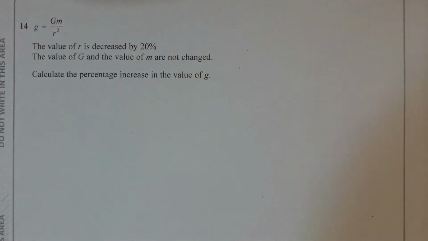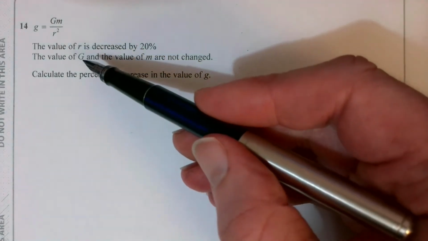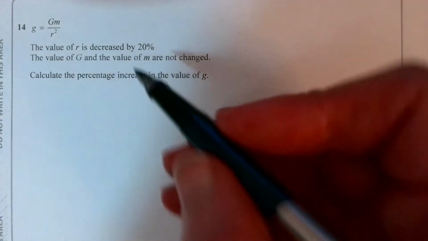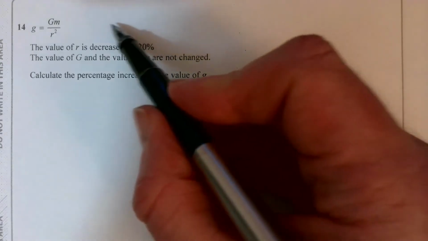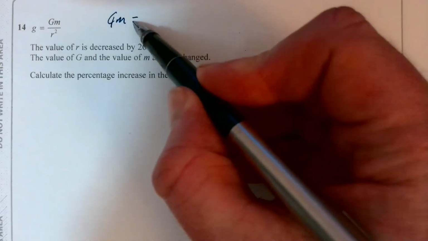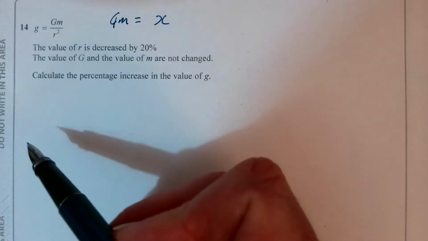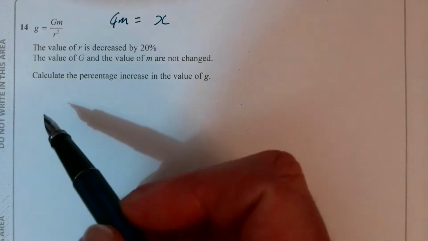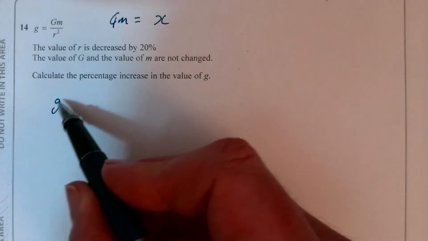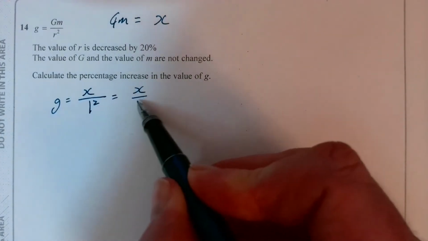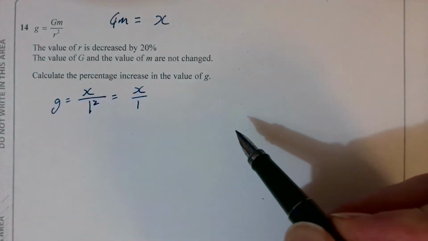Right, now I'm afraid this kind of question is on the increase. It's all about making things as simple as possible. We don't know the value of R, it could be anything. And the values of G and M are not changed, they could be anything. I'm going to start by making it simpler for myself by saying that GM equals X. And then I'm going to say, right, R could be anything. So let's go for the simplest number out there, 1. So I'm going to pretend that G is equal to X over 1 squared, which is X divided by 1, isn't it? It means it hasn't changed at all.